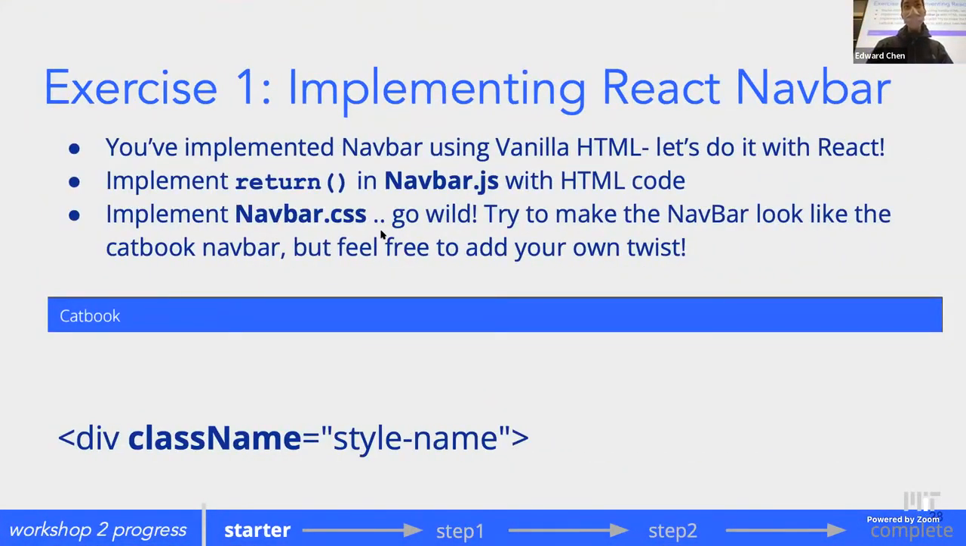Think about how you're going to add a nav bar. Oh, and the instructions also say that you can feel free to add your own twist. So it doesn't need to be this blue nav bar with the white text Catbook. You can go a little crazy with it. And raise your hand if you want help.